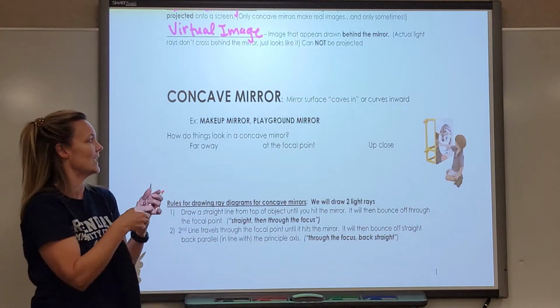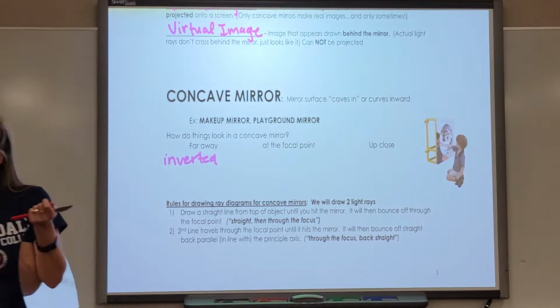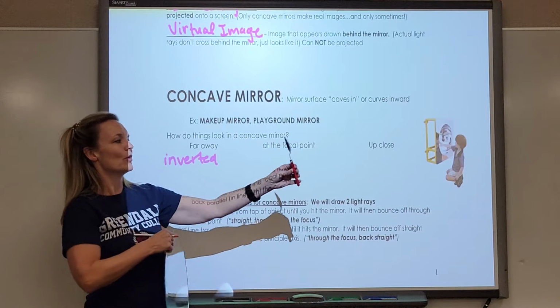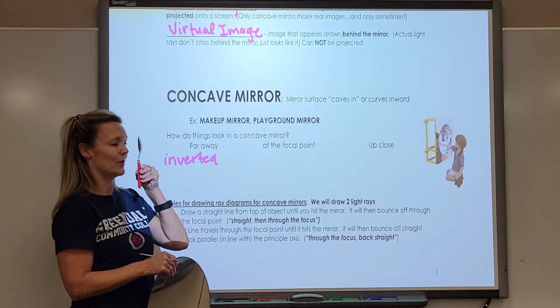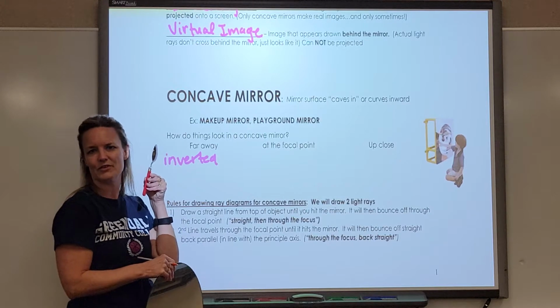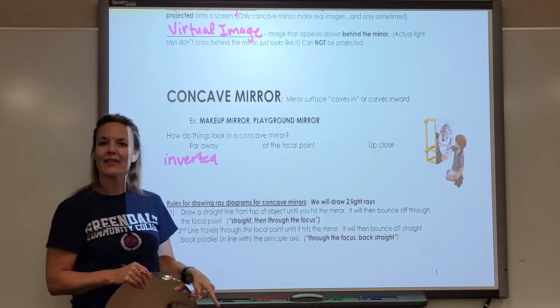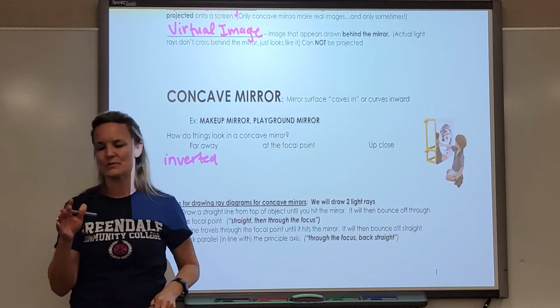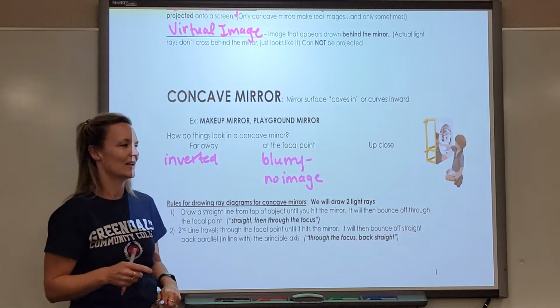All right, so how do things look in a concave mirror? They are inverted, which just means upside down. As you pull it closer to yourself, as I pull my spoon closer, I get to a point right about here, and all of a sudden it gets really, really blurry. There's nothing that I can see at all. There's no image, just flashes of light. What I have done is found the focal point. At the focal point, you know you found it because everything gets blurry. There is no image that can be seen.